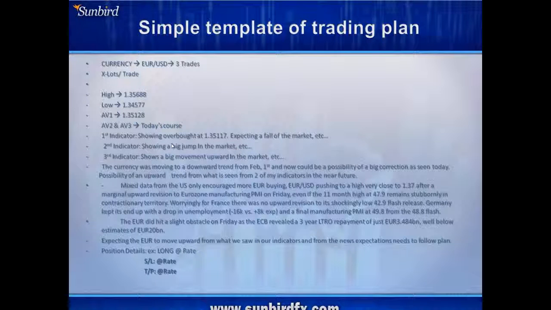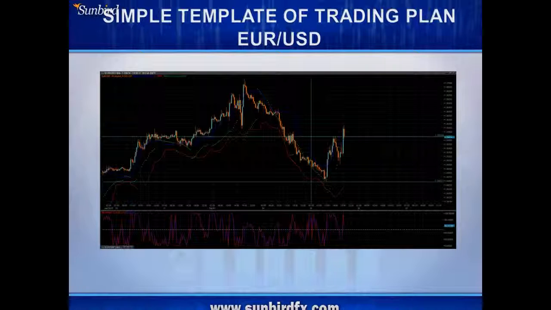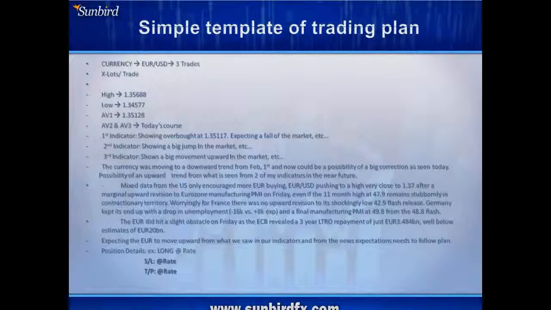I put my first indicator showing overbought at 1.35117, expecting a fall of the market, etc. You can write down a lot of things. Second indicator shows me a big jump in the market. As you can see here, there was a big jump in the market, and the second indicator showed it. All right, my third indicator shows a big movement upward in the market.